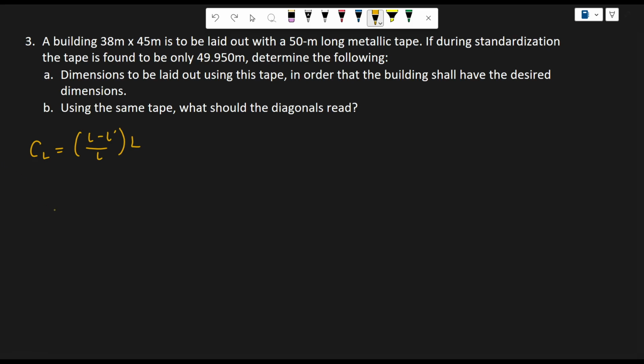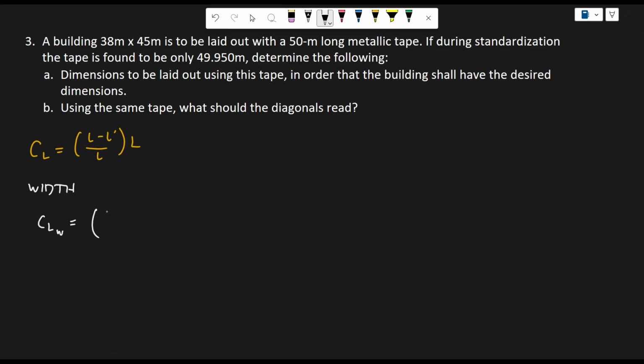The first thing that we're going to do is plug in the values. So we are going to solve for the dimension that we're going to lay out for the 38 meter width. Okay, so let's start. So for the width, you will have CL. Let's just write CL under the subscript W. That's just our own notation. You can have your own notation.